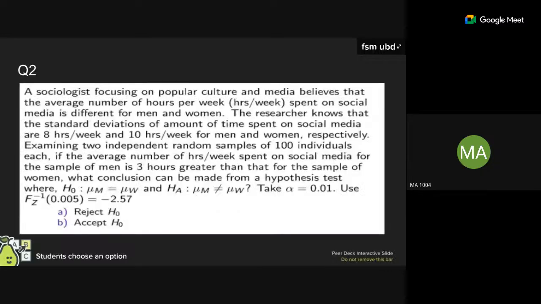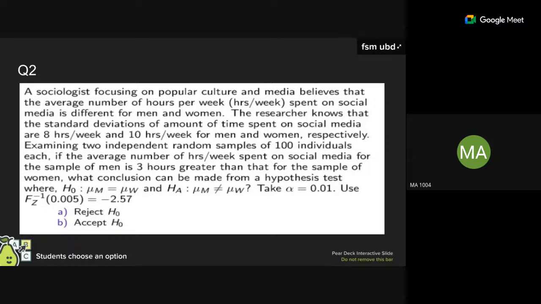Okay, we will do one more problem like this. Maybe the tests will be different, that's it. So now a sociologist focusing on popular culture and media believes that the average number of hours per week spent on social media is different for men and women. Okay, so this is just the context.